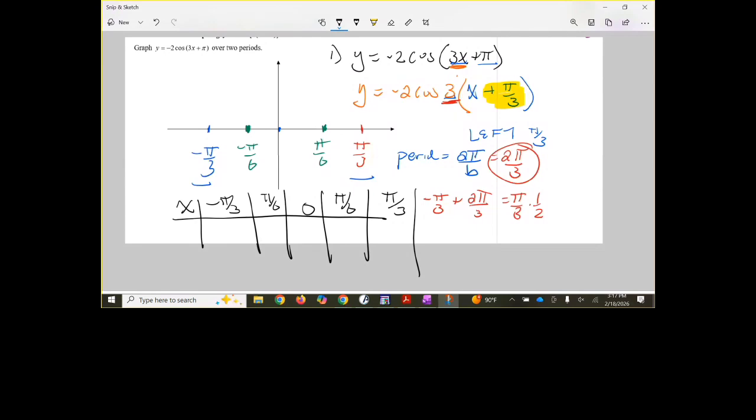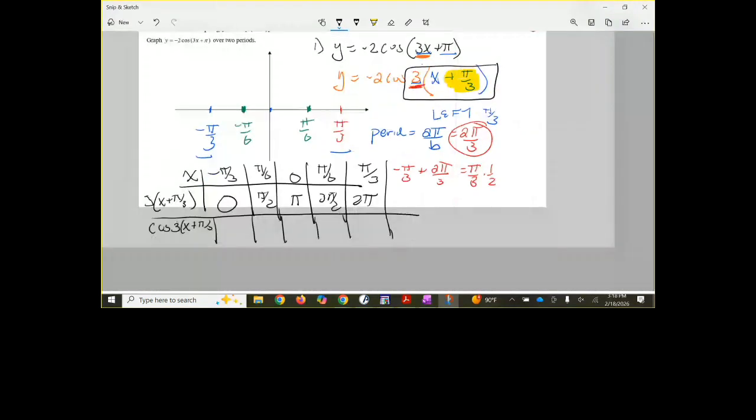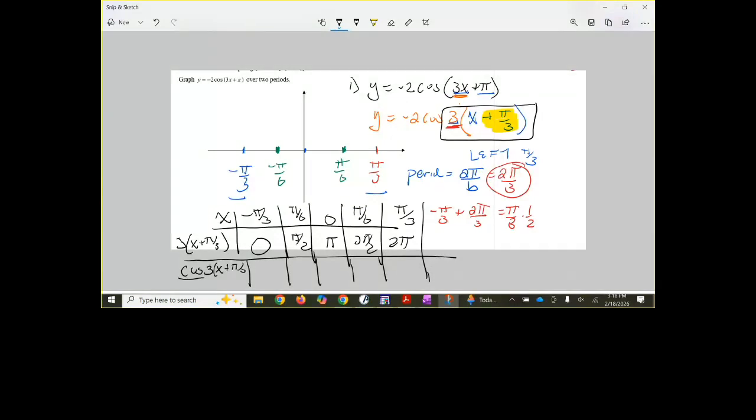I'm going to look at this guy right here. 3 parentheses x plus pi over 3. Y'all, this is going to give me those real pretty numbers that we always talked about. 0, pi over 2, pi, 3 pi over 2, 2 pi. Down here, we're going to make one more. Should have given myself some more room. It's all right. We'll figure it out.